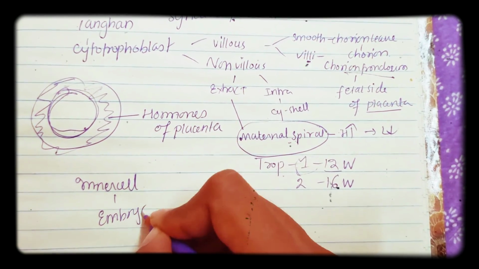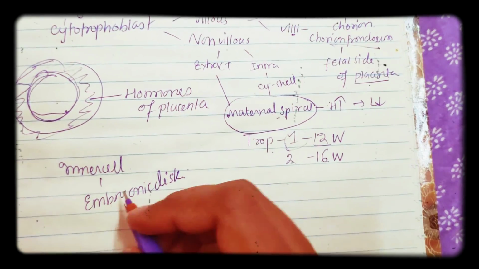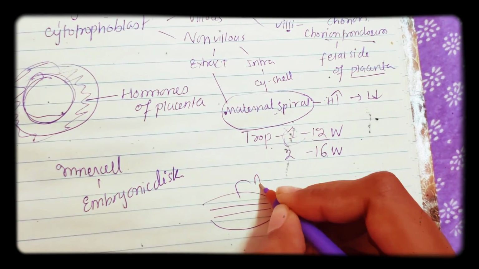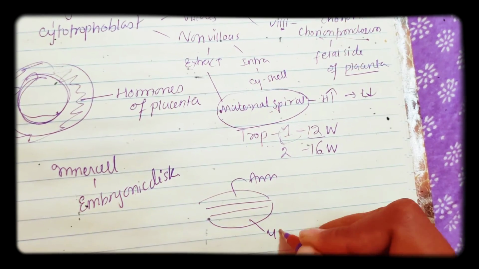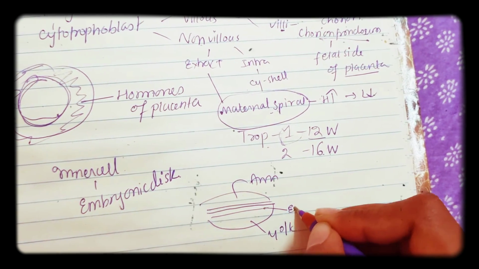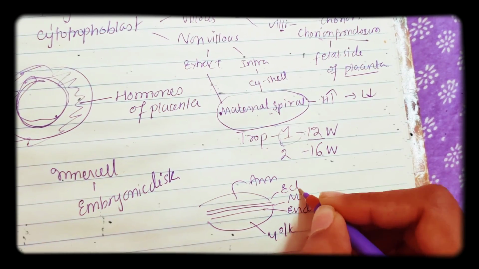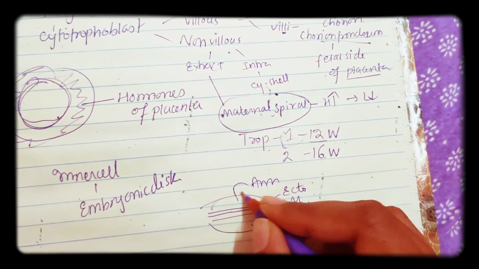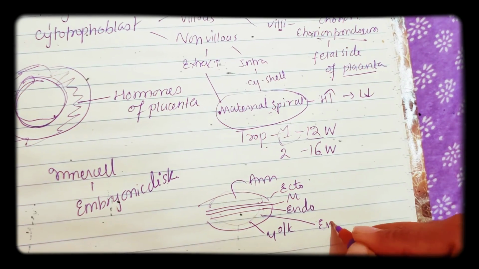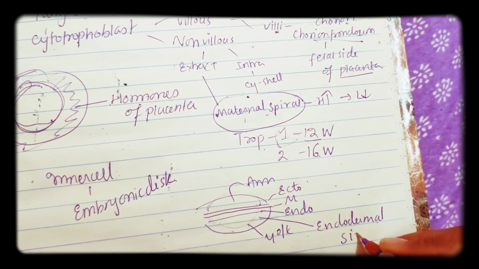It will form the embryonic disc, and this embryonic disc is nothing but, already in embryology, this will form the amniotic layer here, this will form the yolk sac here, and in the middle, first the endoderm forms, second the mesoderm, and last the ectoderm. So ectoderm will line the amniotic cavity, endoderm will line the yolk sac, and this yolk sac is also called the endodermal sinus.